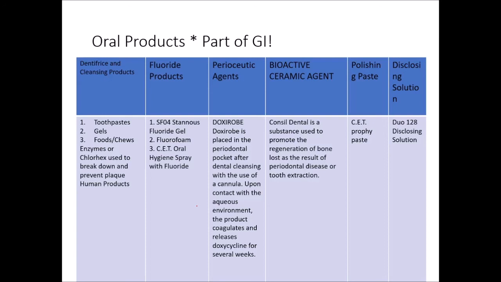If you have any questions about the GI drugs, please write them down and we'll discuss them in class.